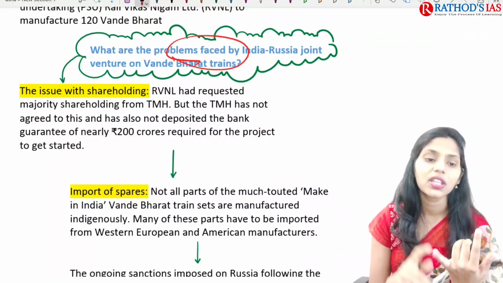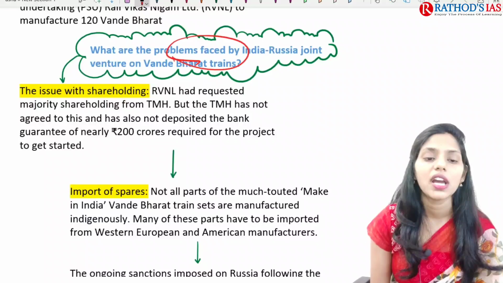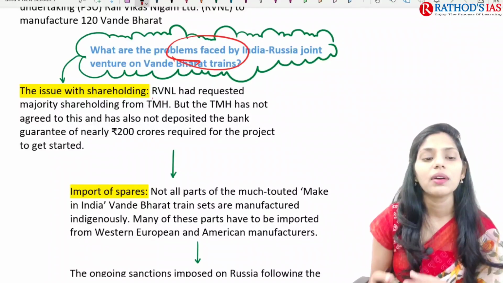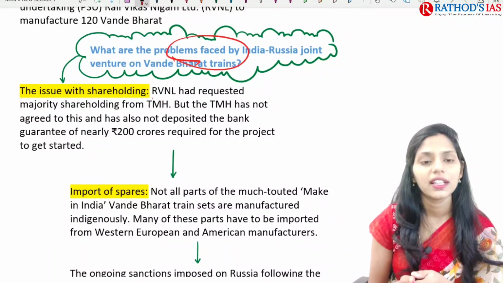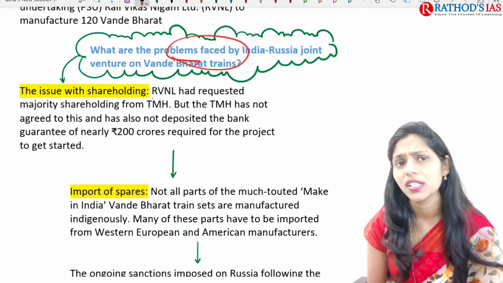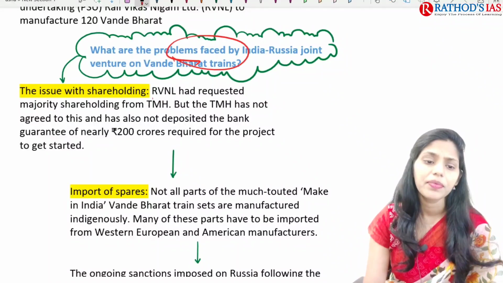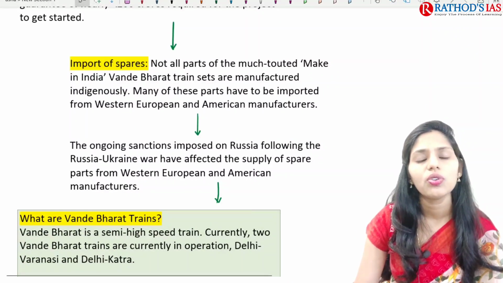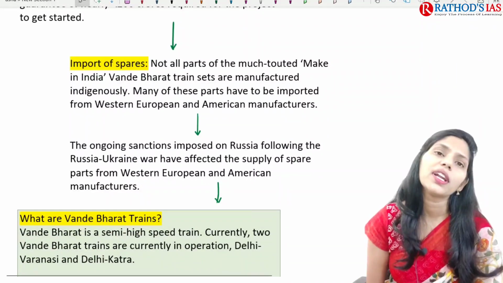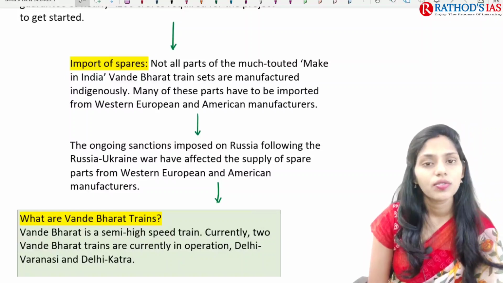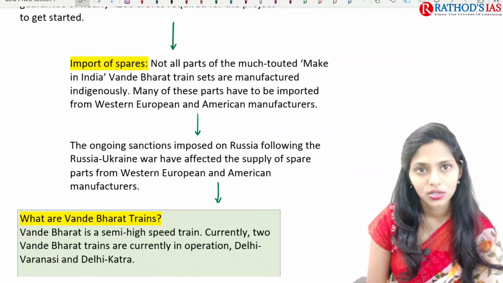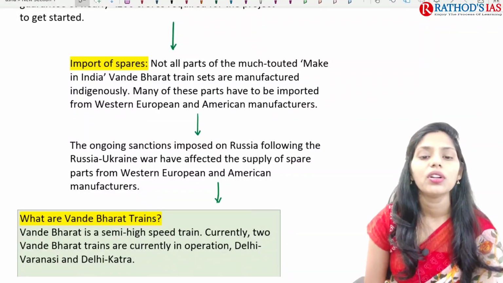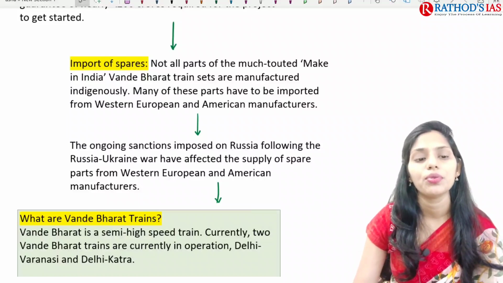The first and foremost thing here is the issue with shareholding. The companies have agreed regarding this shareholding, but it is not accepted by the party. The next one is import of spares. If you want to develop these trains, you are not getting the spare parts, so we have to get them from European or American countries, but sanctions had been imposed on this due to Ukraine.